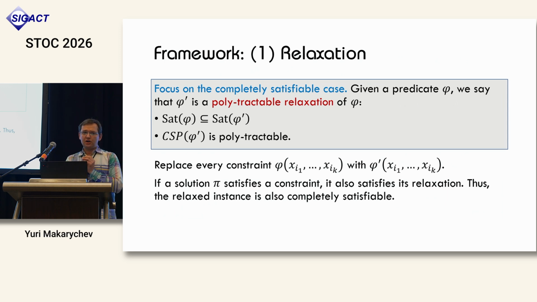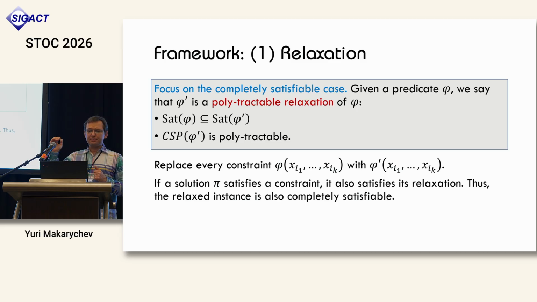Now let me show how our algorithms work. That's kind of a high-level view. To simplify things, let's just focus on the completely satisfiable case. Given a predicate phi, let's say that phi prime is a polytractable relaxation of phi if, first of all, it's a relaxation, meaning that the set of satisfying orderings of phi prime contains that of phi, or in other words, every solution that satisfies phi also satisfies phi prime. And second of all, CSP phi prime is polynomially tractable.